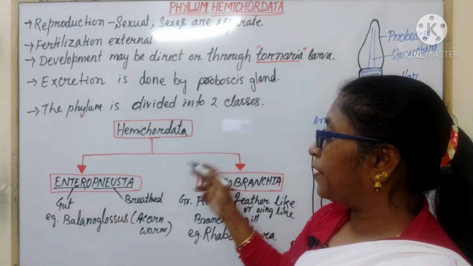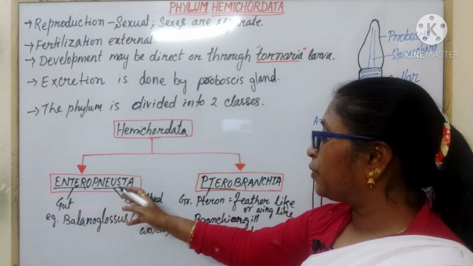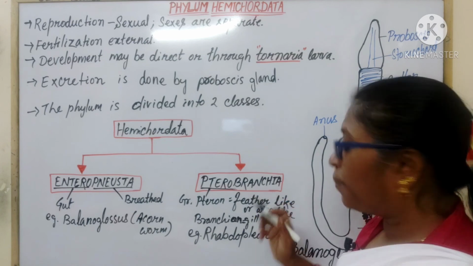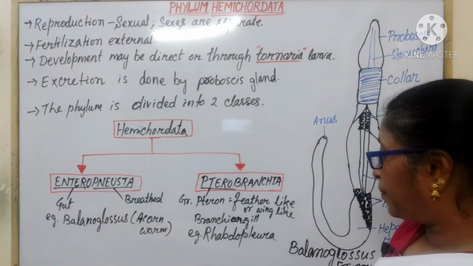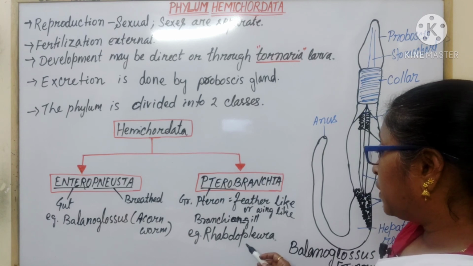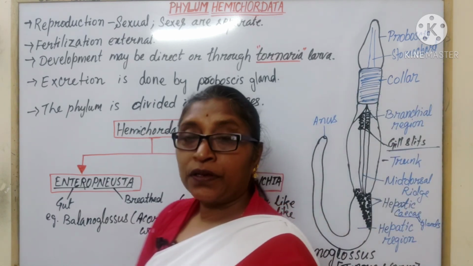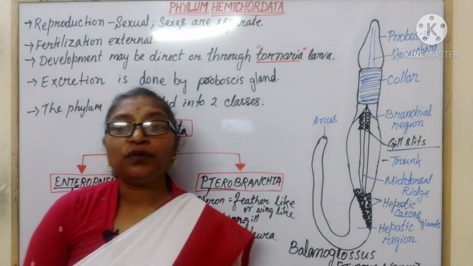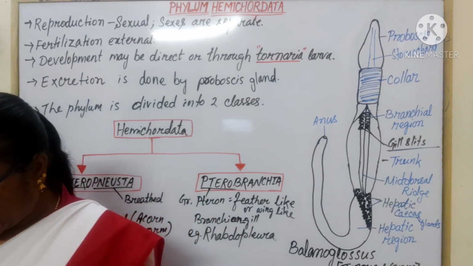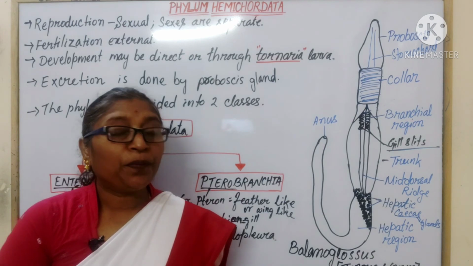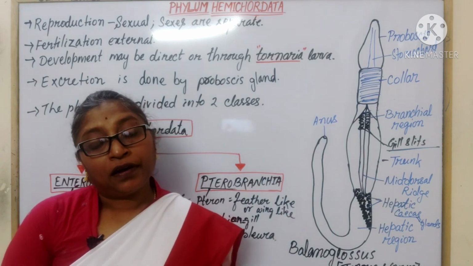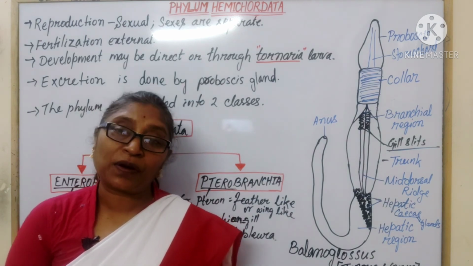The phylum is divided into two classes: Enteropneusta and Pterobranchia. Examples are Balanoglossus and Rhabdopleura. Okay, so write down a short note on Hemichordata with important characteristics and practice one more question.